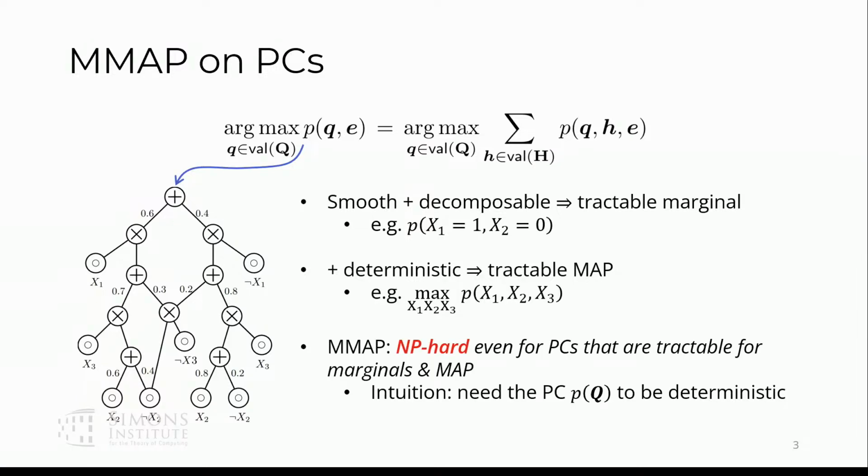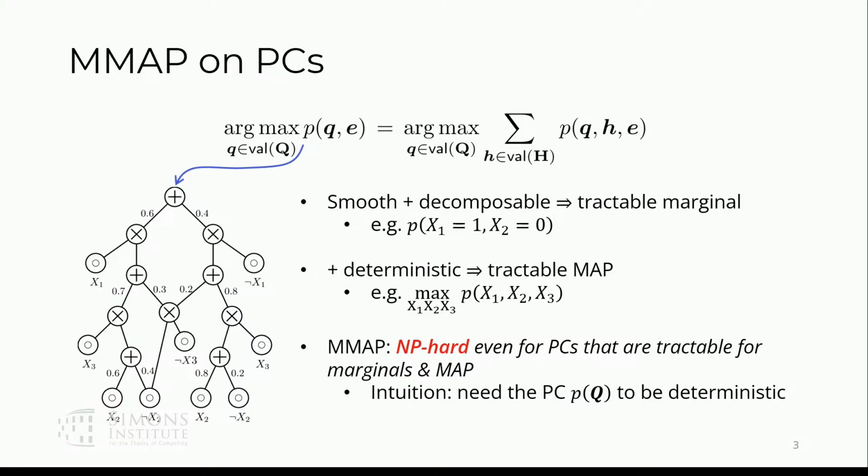The problem is that even if we can compute marginals and map tractably, so even for smooth, decomposable and deterministic circuits, computing the marginal map query is still NP hard. The intuition is that we're trying to maximize over some marginal distribution, so we need the circuit that represents that marginal distribution to still be deterministic, which is in general not true even if you're given a deterministic circuit.